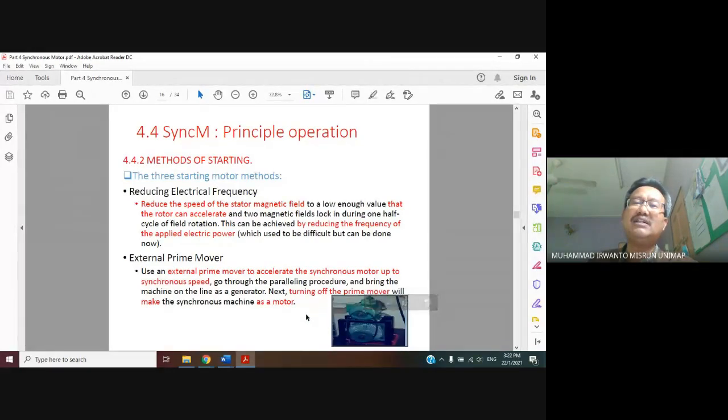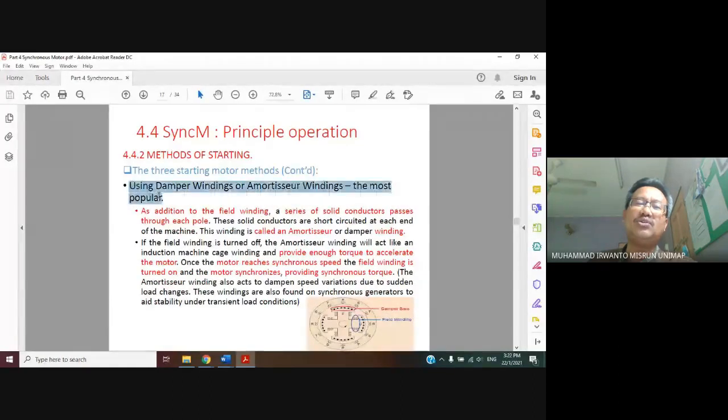Okay, and then the third method is called using damper windings, or amortisseur windings. This method is the most popular. Look at the rotor part here. It is the salient pole, and here, here, here is the rotor winding.